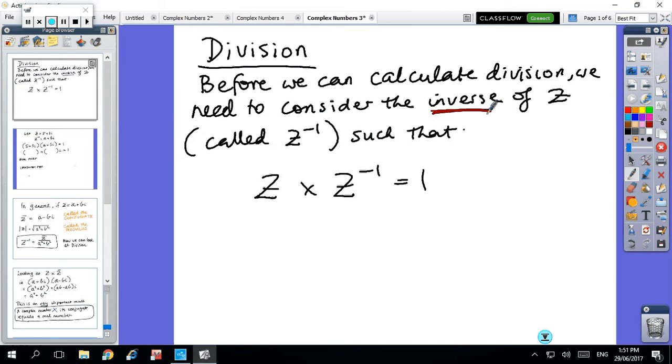So an inverse of z is sort of like the opposite, but we denote it as z to the power of minus 1, okay? So z times z to the minus 1 equals 1. So basically the inverse is the same as the reciprocal of z, okay? But as I said, you don't need to worry about this because it comes out to a nice neat formula at the end. Okay, so moving across.